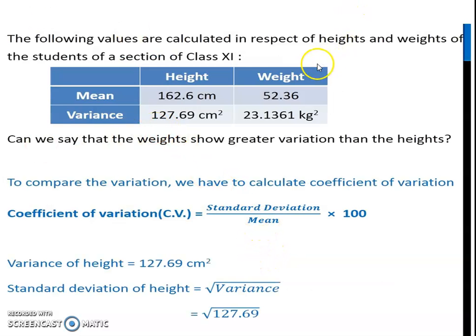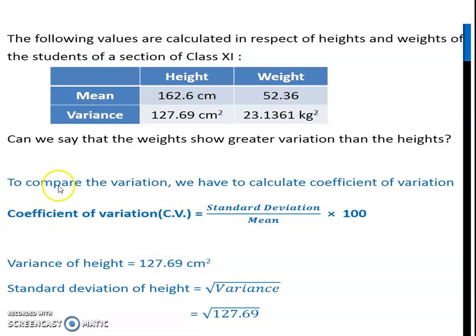Let us check what is meant by less CV means more consistency. Let the following values be calculated in respect of height and weight of the students of a section of class 11th. Height: mean 162.6 centimeter, variance 126.69 cm square. Weight: mean 52.36, variance 23.1361 kg square. Weight is always in kg. Can we say that the weights show greater variation than the heights?